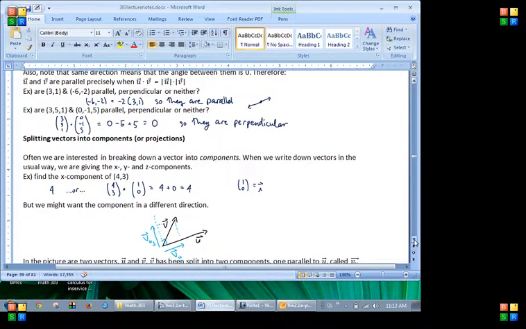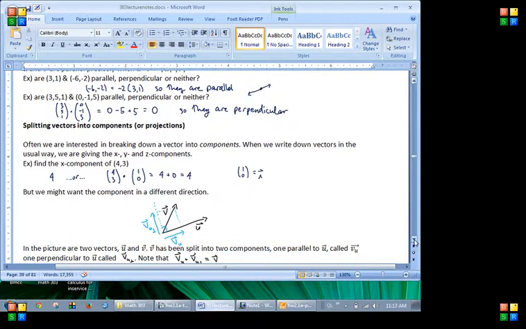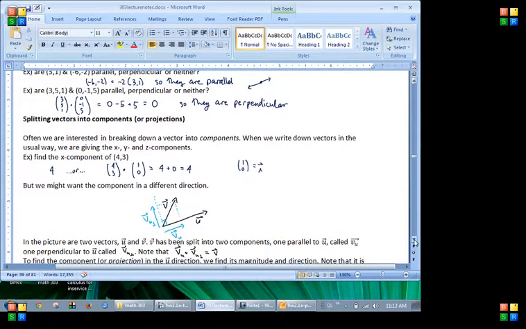So here's the picture. In this picture, our original vector is v, and think of u as the direction that we're interested in. Before, u was just the x direction or the x-axis or whatever. That's no longer the case. u can be any direction.